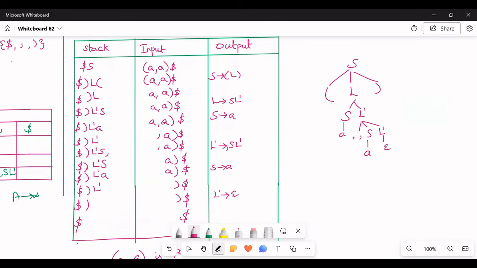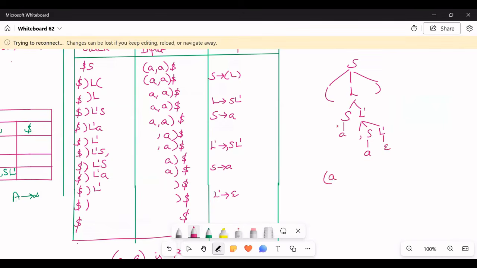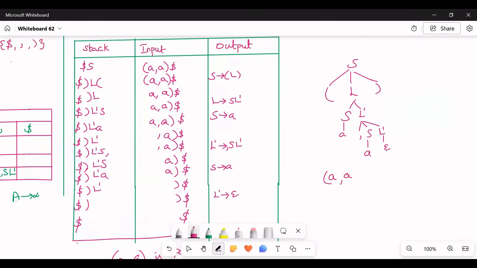So now if you concatenate the leaves from the left end, you get open parenthesis A, comma A, epsilon, which we can leave out, then close parenthesis. So we have parsed this input string. Thank you.